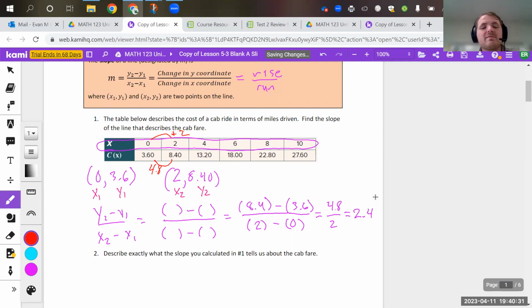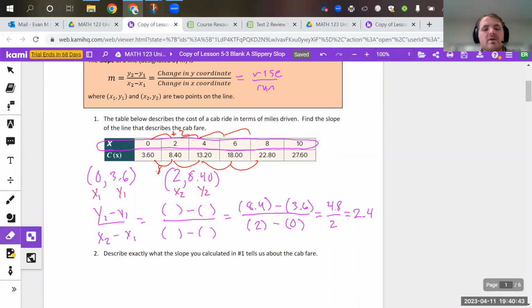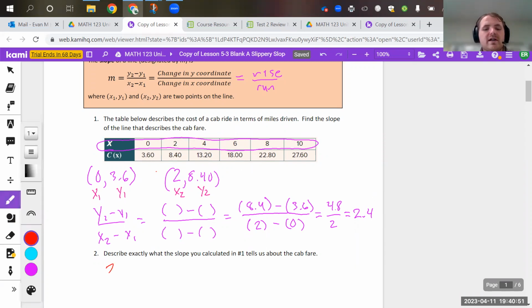Okay, so since we went up 2 miles, I would have to double that slope. 4.8 again, 4.8 again, 4.8 again. And that's because we're going up by 2 between the x values up there. So you've got to pay attention to how the x's are changing, because it's only $2.40 for every mile. But when you look at the table, you're like, hey, it's not going up by 2.4 every time. It's going up by 4.8 because it's going up by 2 miles in the table.